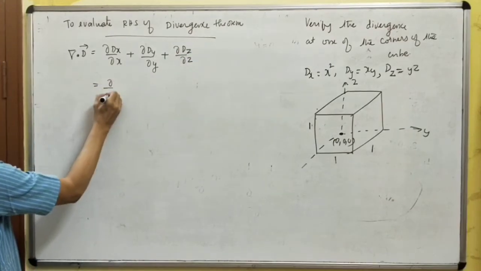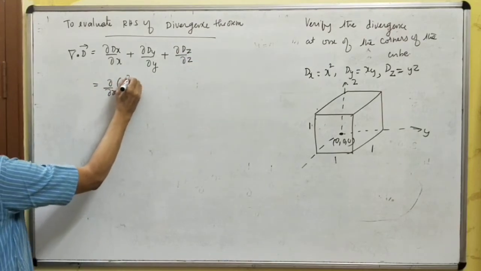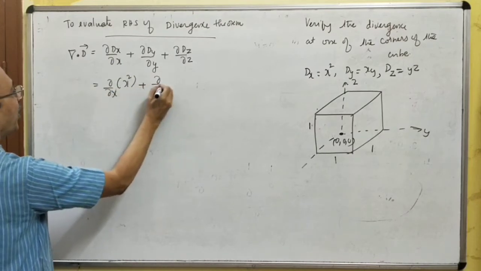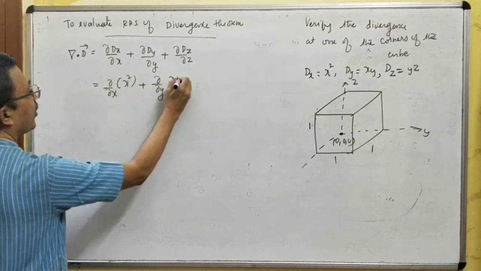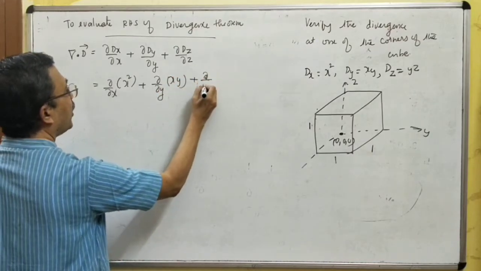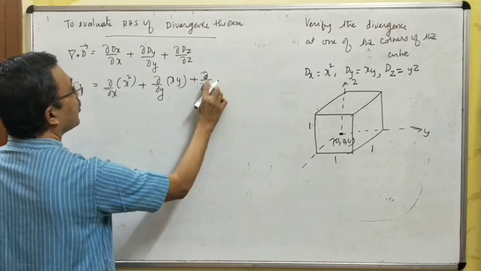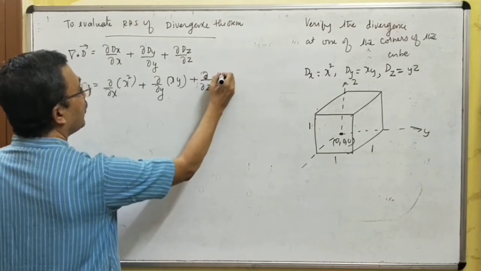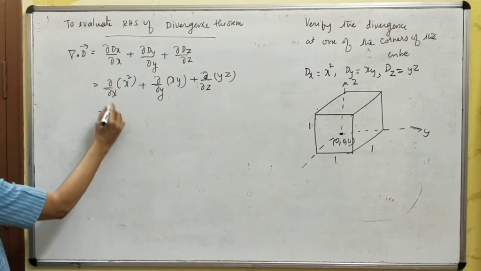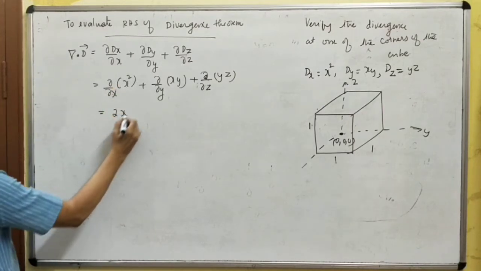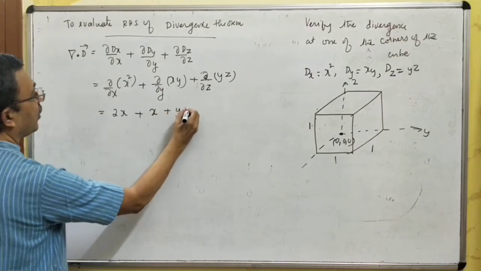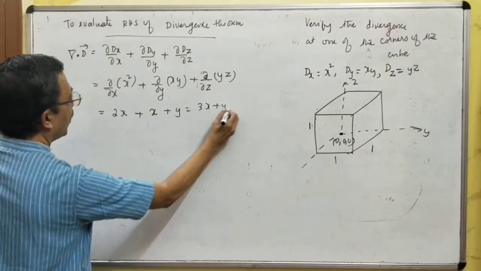equals dou by dou x. What is D_x? D_x is x square, plus dou by dou y. What is D_y? xy, plus dou by dou z operating on D_z. What is D_z? D_z is yz. If you differentiate x square with respect to x, you get 2x. This is x and this is y. So you get 3x plus y.